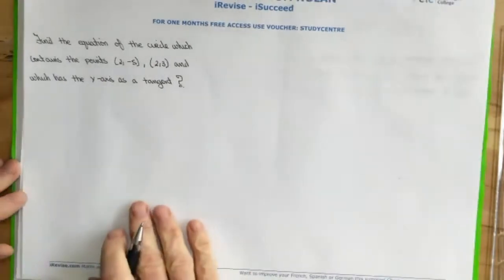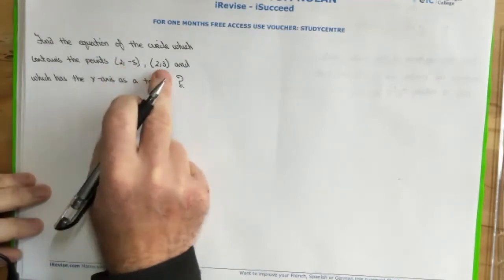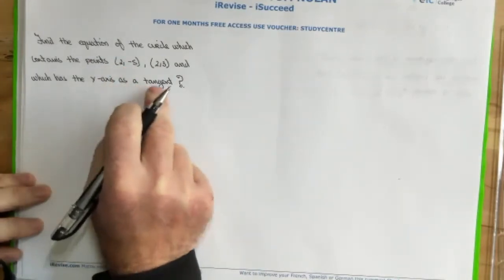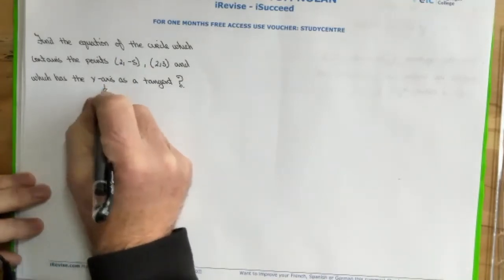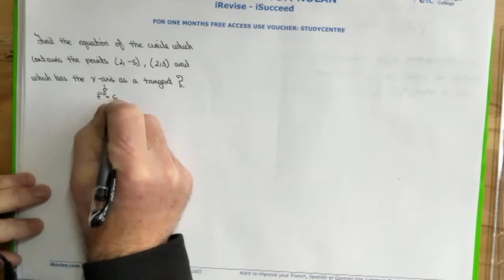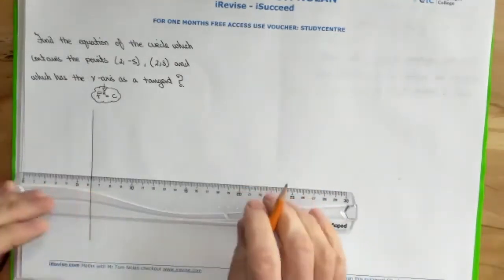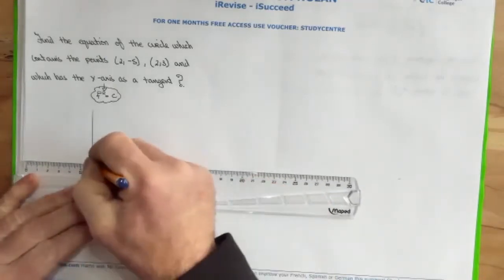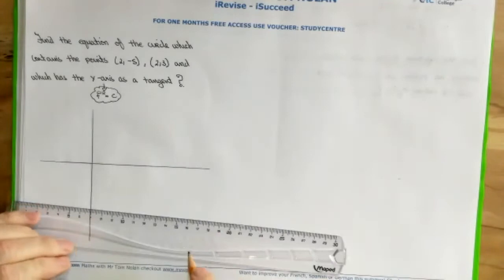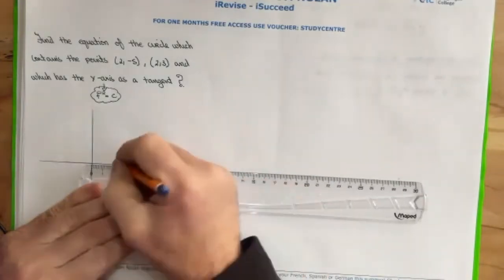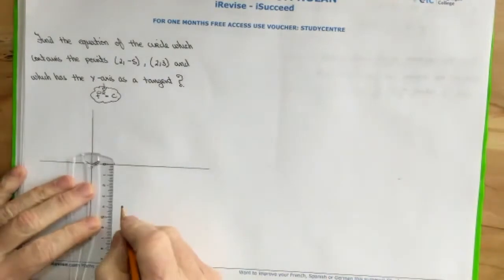Here's a question. It says, find the equation of the circle which contains these 2 points and has the y-axis as a tangent. Well, y-axis as a tangent, I know straight away that f squared is equal to c. I'm not asked to prove that. So let me draw a little diagram of this to see what it would look like. Again, very important for you understanding what's going on, whether you draw it or not. My advice to you would be, if you can, draw it quickly. It's always better to know what you're looking at.